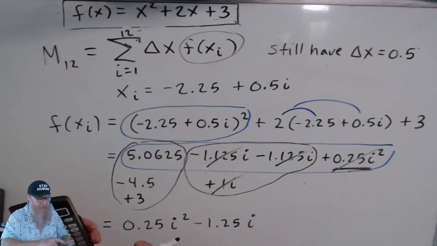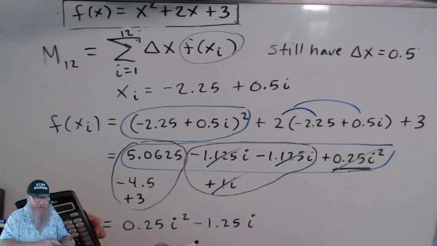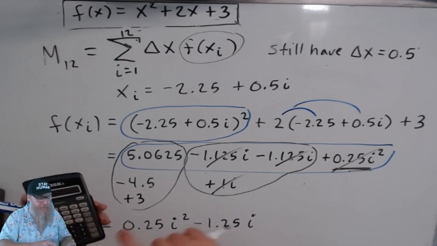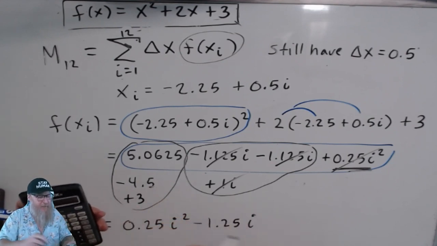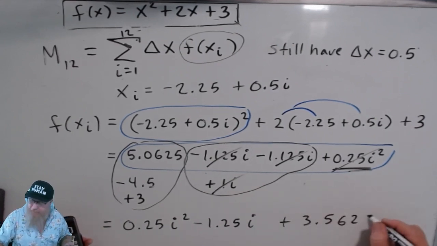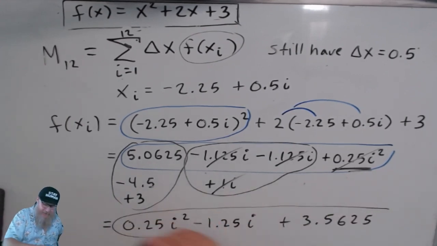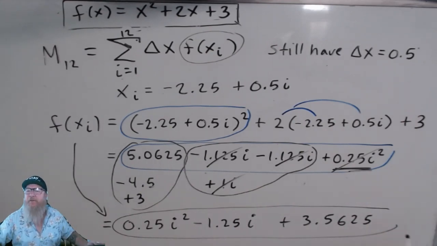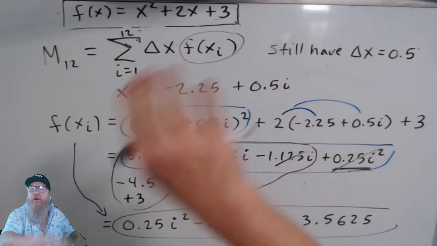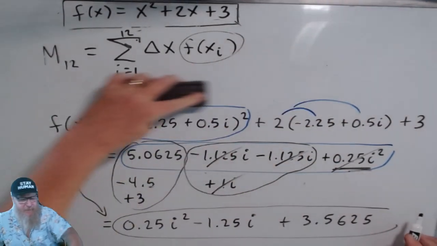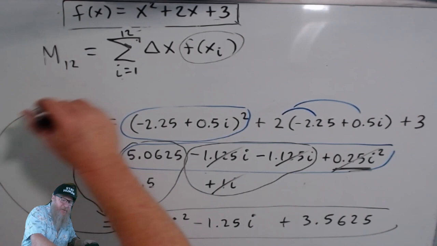I don't want to screw this up, so I'm just going to do it all in the calculator. 5.0625 minus 4.5 plus 3. So plus 3.5625. So this is your f(xi). Those are your function values, the roofs, the ceilings of the function for each of the indices i. All right, so then all of this goes into here.